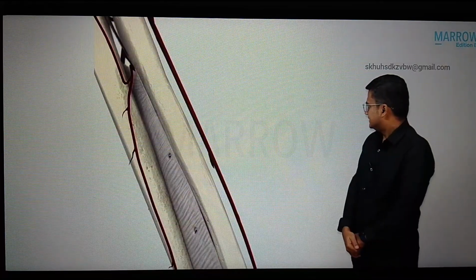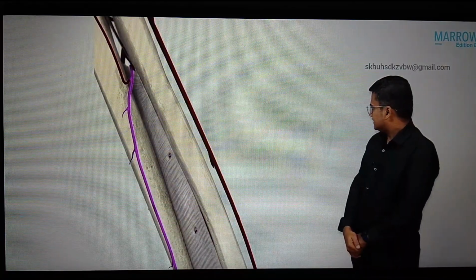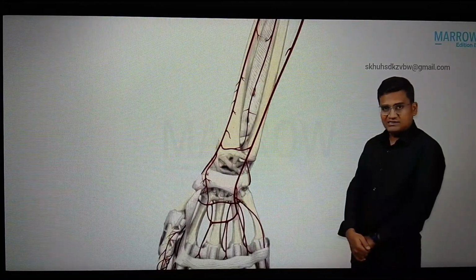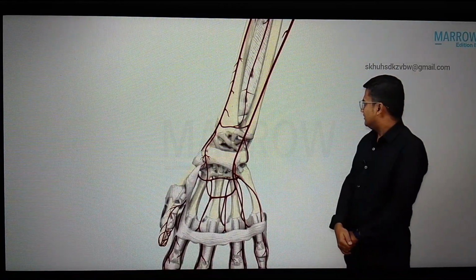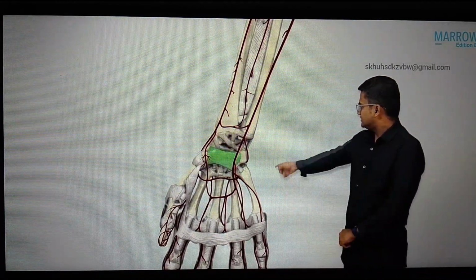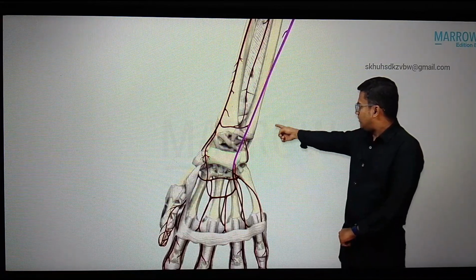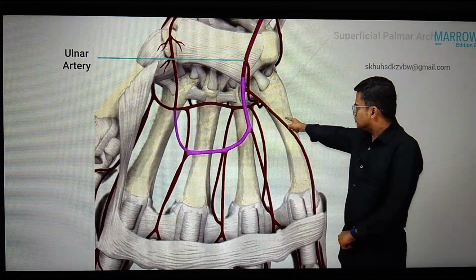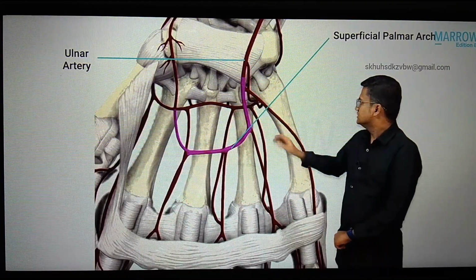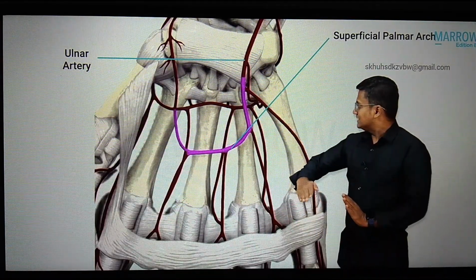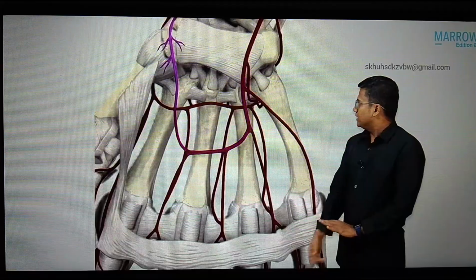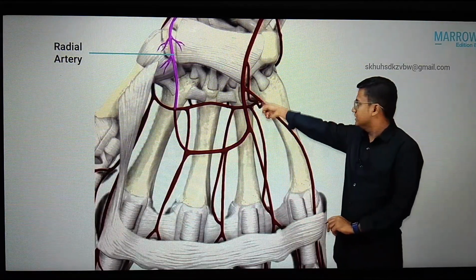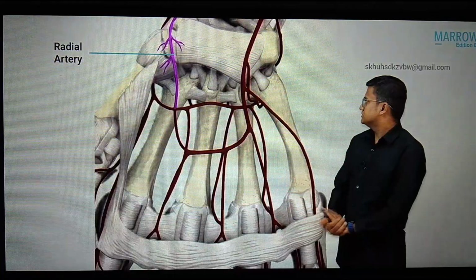Right. Now we're going to see the radial artery and ulnar artery. They form the palmar arches, I told you, no? Now in the palm we see the palmar arches. The ulnar artery passes above the flexor retinaculum, and the ulnar artery forms the superficial palmar arch, which is completed on the other side by a small contribution from the radial artery.